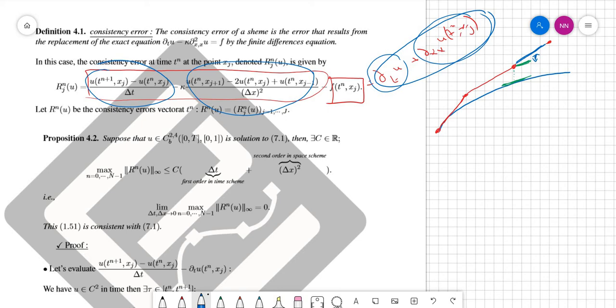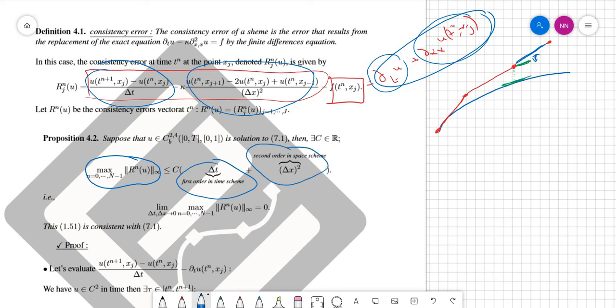Okay, so we can prove for our problem, in proposition 4.2, that the maximum for n going from 0 to N minus 1, because the consistency error that we had is for n and j, okay, so we suppose that for a given time, the biggest value between all the times in the norm infinity in space is less than C times delta t plus delta x squared, which means that it's first order in time and second order in space.